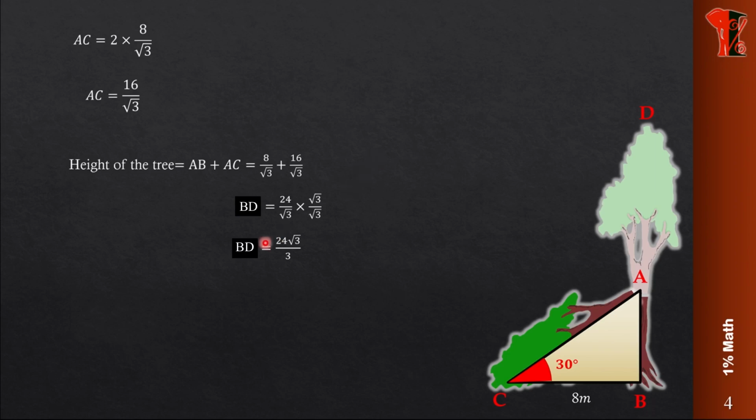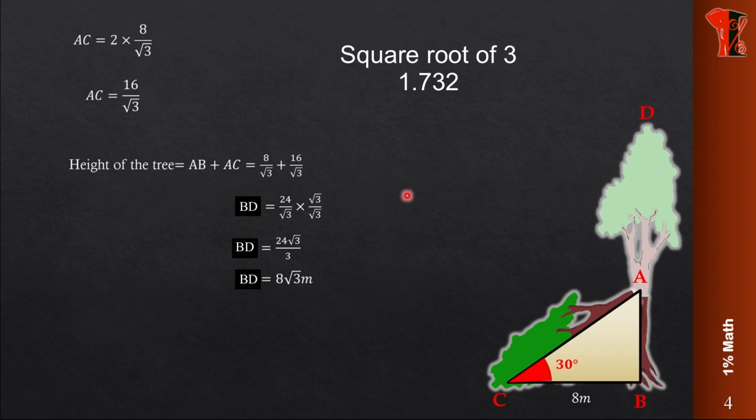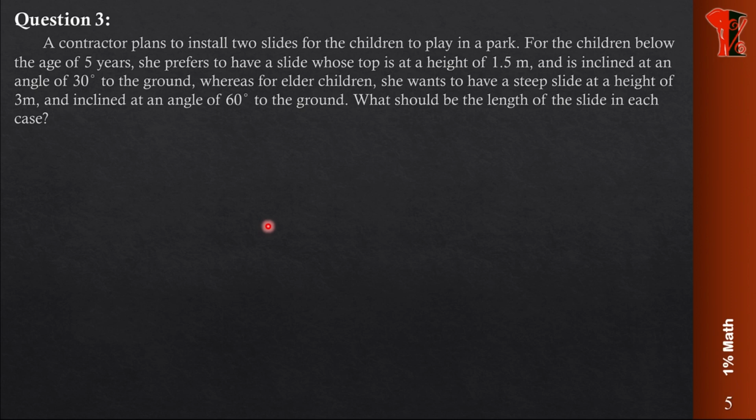So simplify, when you multiply root 3 and root 3, it becomes 3. Cancel 24 and 3, you will get 8 root 3. Okay. If you want further simplification, you can substitute the value of root 3, which is 1.732, which gives you the exact value. Okay. So let us try one more problem. That is also a direct problem.